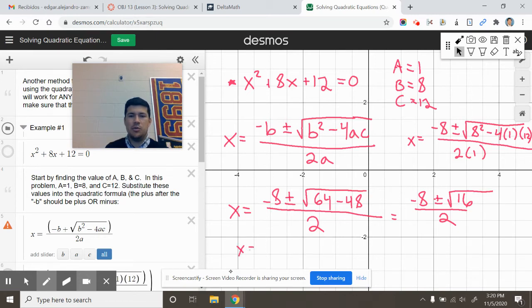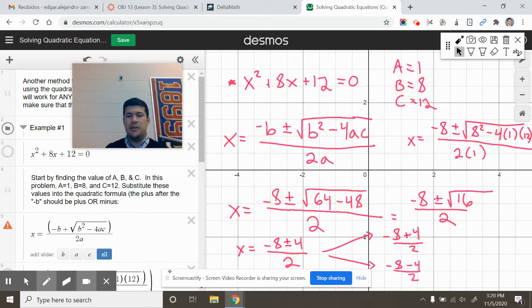So I have x equals the opposite of 8 plus or minus 4. This means there's two options. You have negative 8, you can add 4, or you can subtract 4. All right, and all divided by 2. At this point, I'm going to break this ratio up into two different problems, the adding 4 and the subtracting 4. So I can say negative 8 plus 4 divided by 2, and negative 8 minus 4 divided by 2.